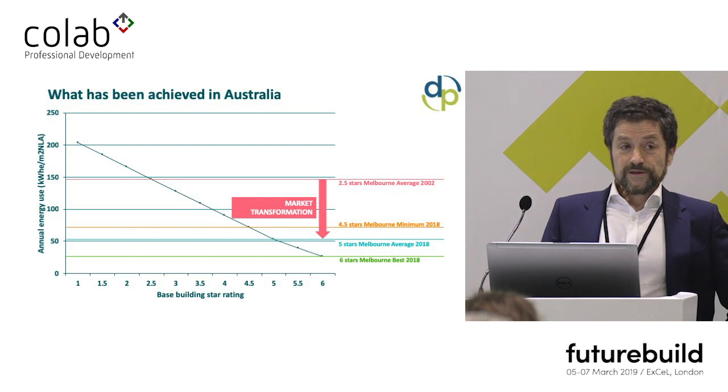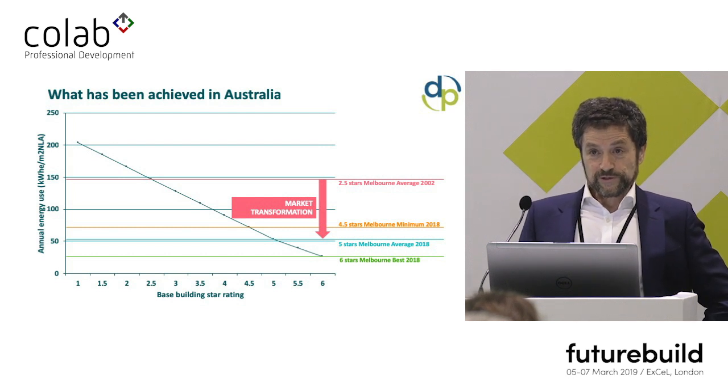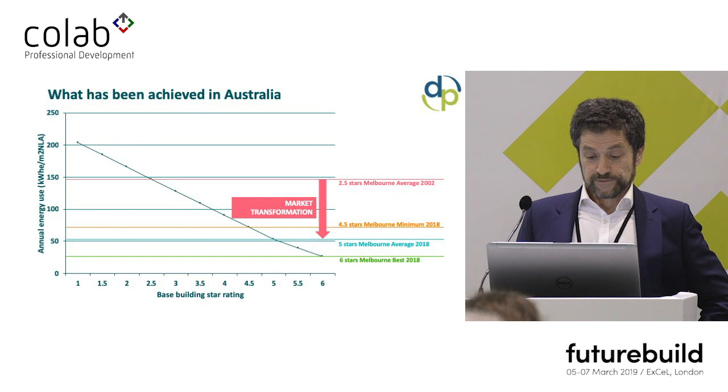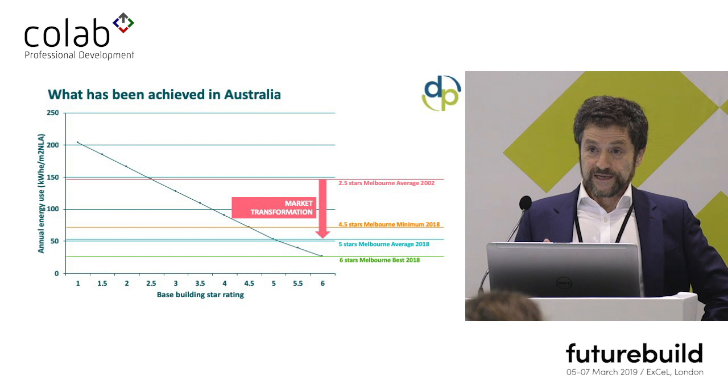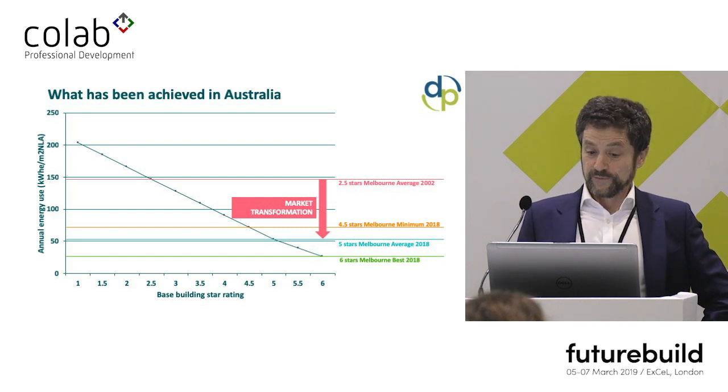2018, the minimum standard for new build in Australia is 4.5 stars. The average for new build is 5 stars. And this is not driven by mandatory requirements, a MEES-style requirement. This is driven by the market. Tenants are just wanting a 4.5 or 5-star building as a minimum.